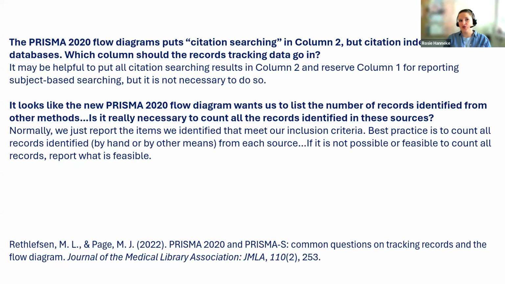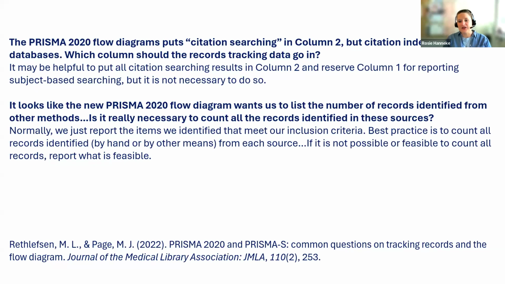So let's say from those 2,400, I removed all the duplicates, went through all the titles, and I ended up including 4 articles that I found through my forward citation searching. Am I putting 4 were included, 4 identified through citation searching, or 2,400? As they say here, best practice is to count all of them, meaning the 2,400. But if it's not possible or feasible, report what is feasible.